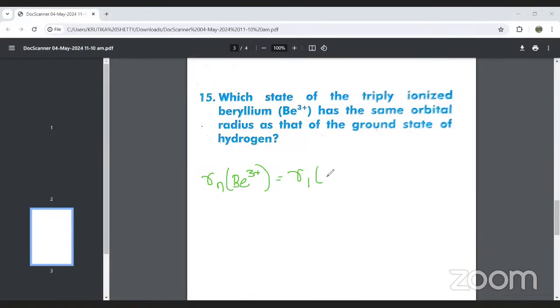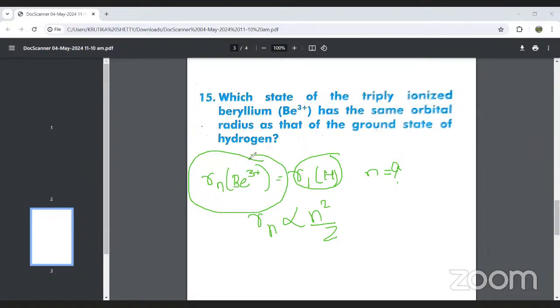Into H. So here the n value is a question mark, the n value we have to calculate, which state they are asking. As we know, Rn is proportional to n square divided by Z. Rn is proportional to n square divided by Z. Right. So now what we can do, we can equate the equation. So what is given? Which state of the triply ionized beryllium has the same orbital radius as that of the ground state? So for the ground state, we have taken it as R1 of H. And for the triply ionized state, it is Rn of beryllium 3 plus.